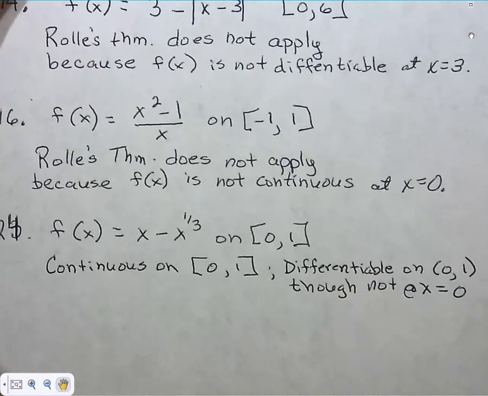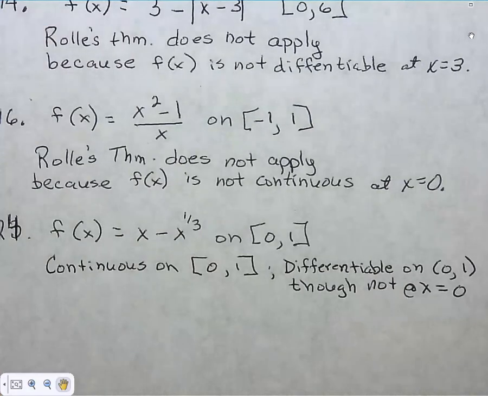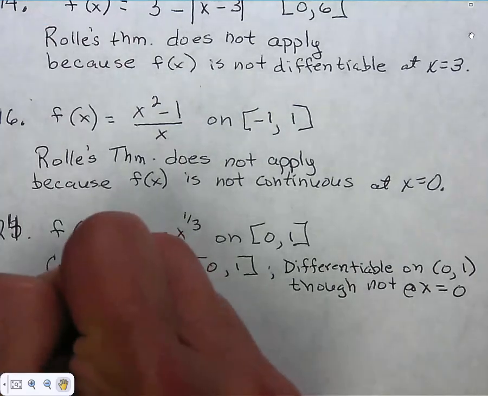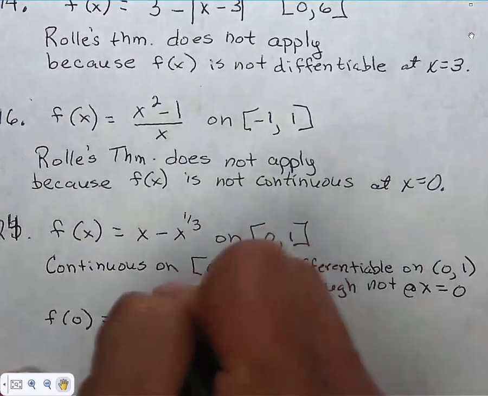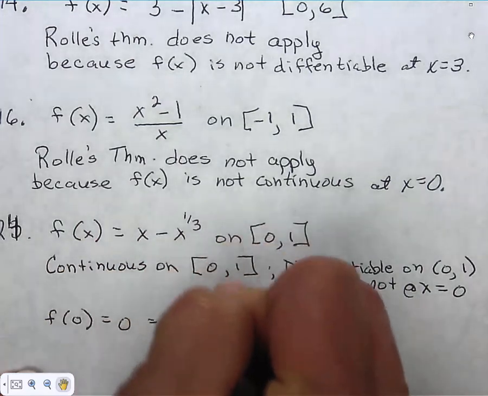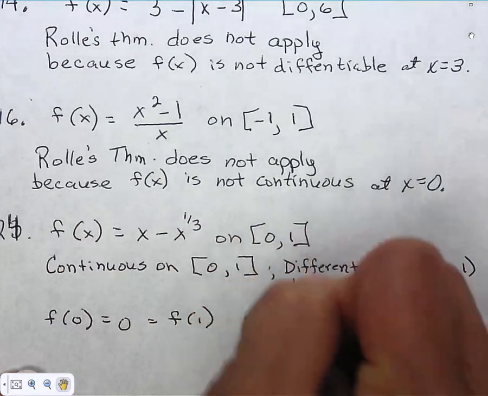And so the only other condition that we have to ensure is met is what? F of A has to be the same as F of B. So what is F of 0? 0. What's F of 1? 0. So Rolle's theorem applies.